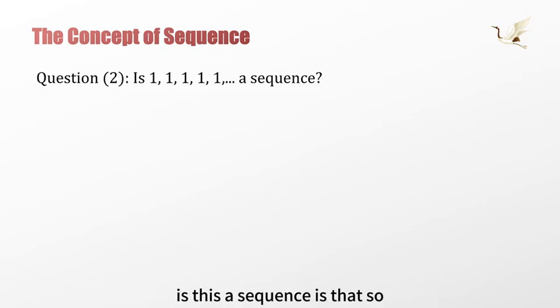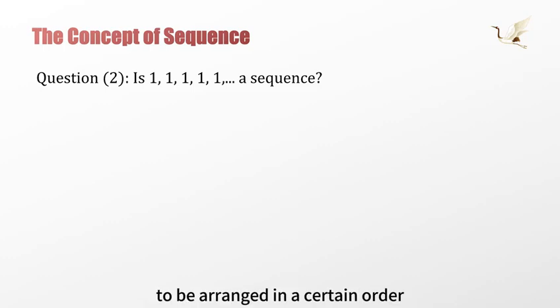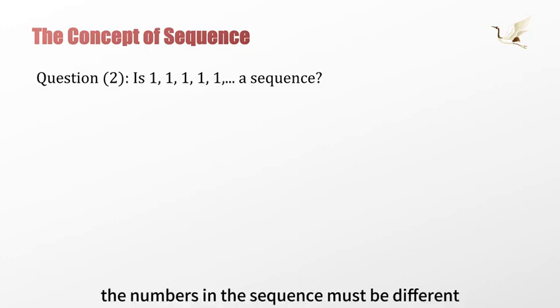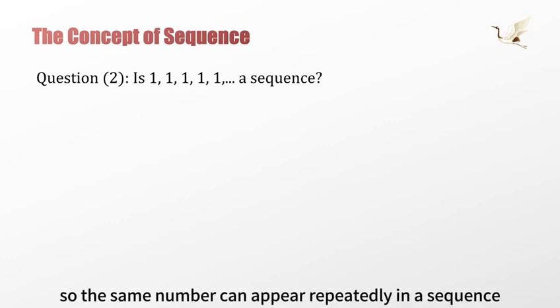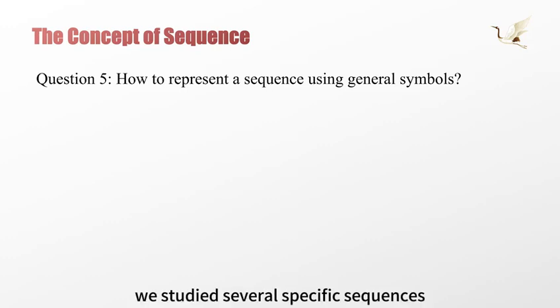Is this a sequence? Is that so? We only require the numbers in the sequence to be arranged in a certain order, without specifying that the numbers in the sequence must be different, so the same number can appear repeatedly in a sequence. Okay, earlier we studied several specific sequences that are different from each other.